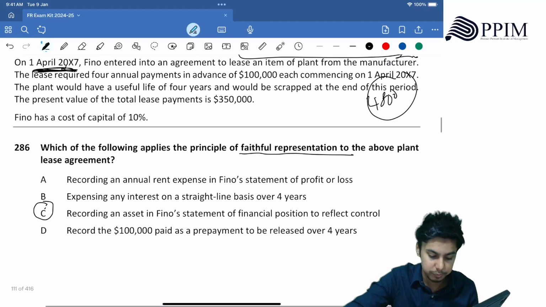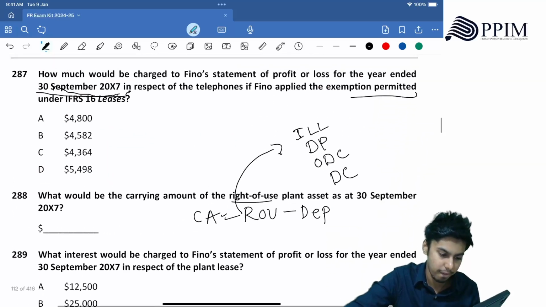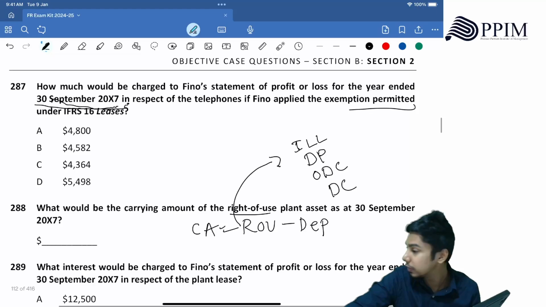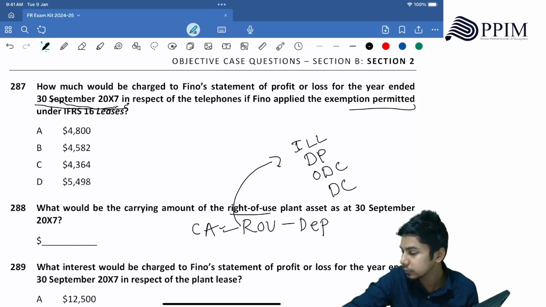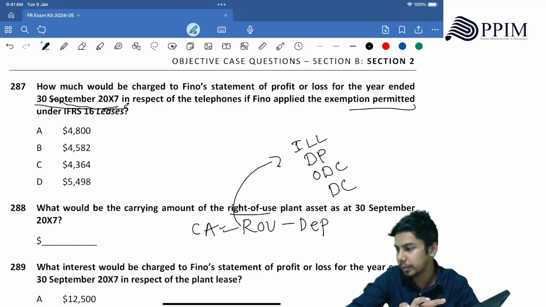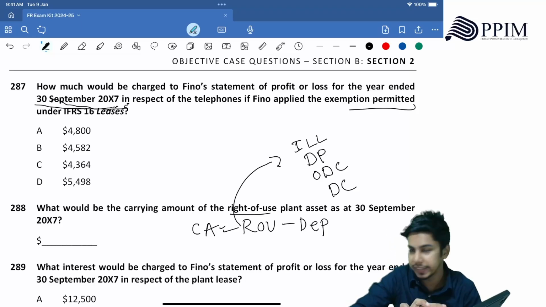Which one, Amjad? Finance cost means which one? I don't know. Finance cost doesn't come under this one. Other direct cost.